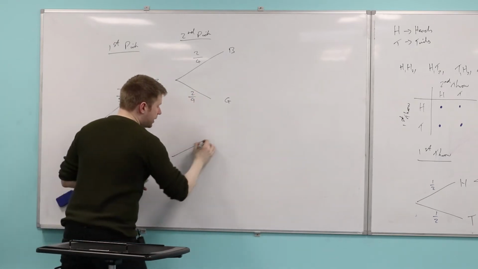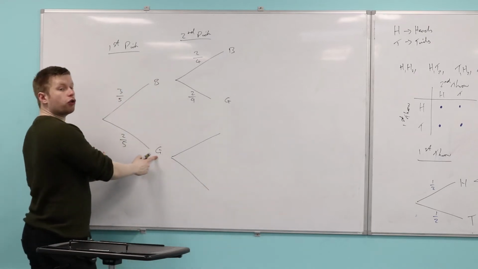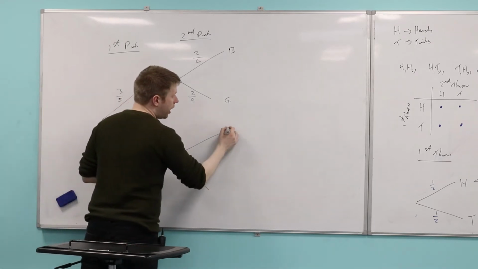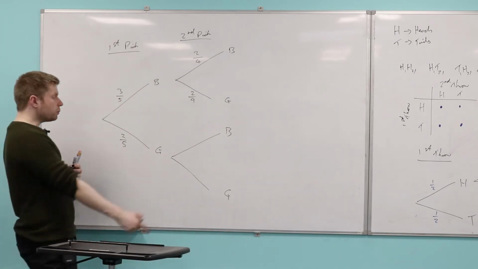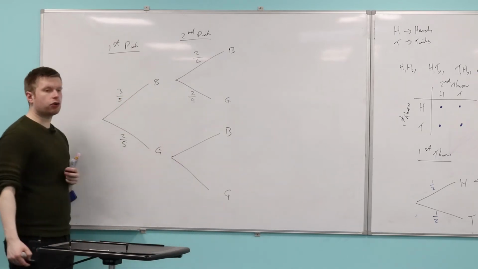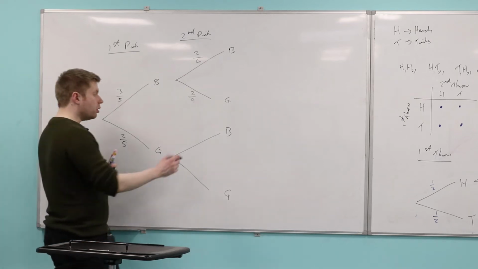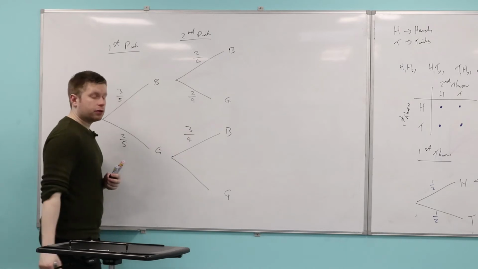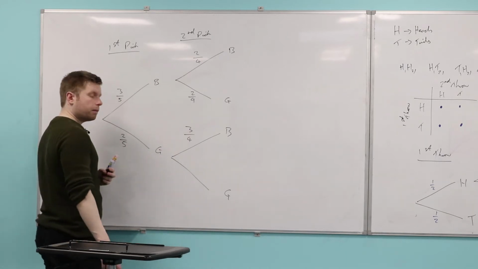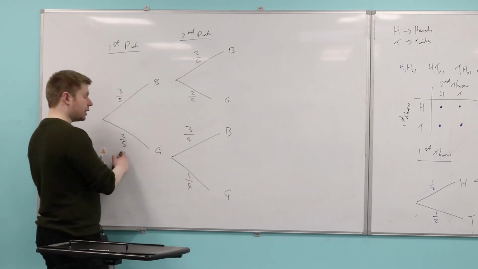Okay? But now, let's scratch that. Let's imagine we took a green sock out on the first go. Are you happy we can still take either a blue sock or another green sock? Okay? Yeah. So what's the probability of taking a blue sock, given we've already taken a green sock? 3 over 4. Good, because there's still 3 blue socks left in there, but there's now only 4 left. What's the probability of taking another green sock? 1 over 4, because we've already taken a green sock out.